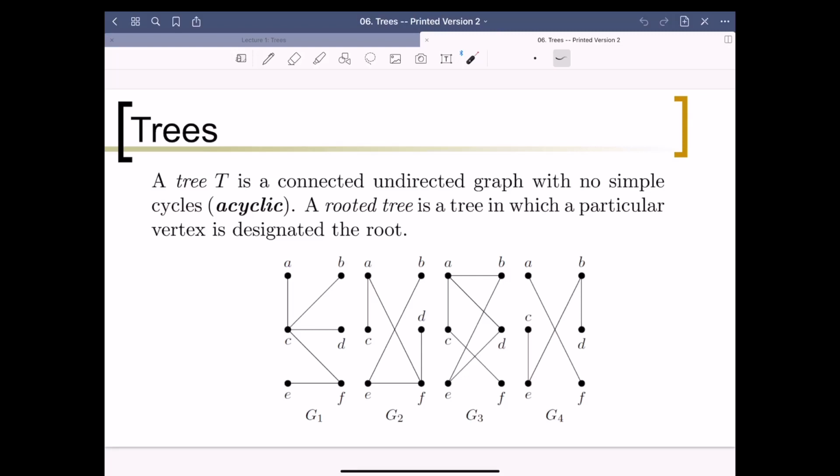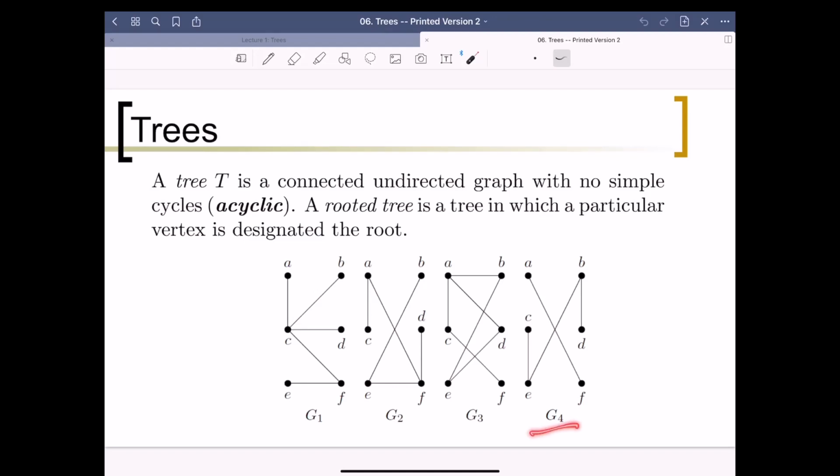Now, however, for G3, notice that here we have a cycle. So since it has a cycle, it is not a tree. However, it is also connected. So see that every two vertices are connected, but since there is a cycle, it is not a tree.